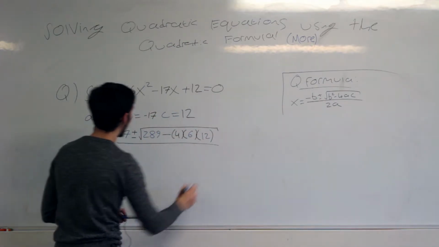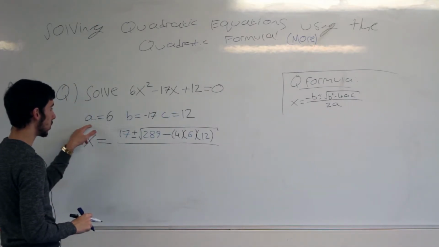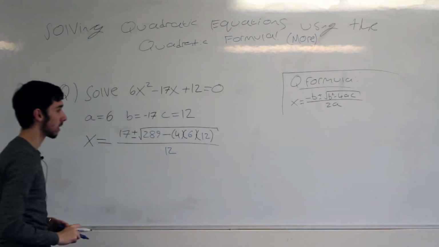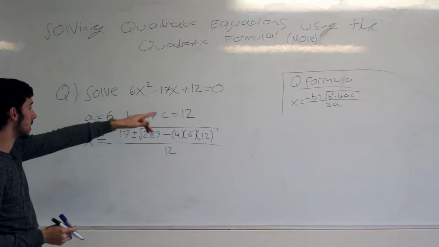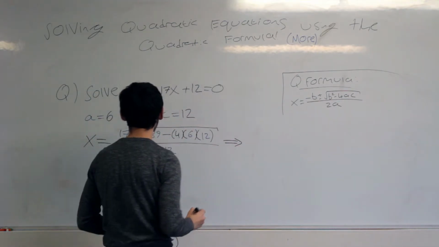We're going to divide by 2 lots of a. Well, 2 lots of a, 2 lots of 6, is going to be dividing by 12, okay? We're dividing by 12 because it's 2a. Nice. Then, we're going to simplify this a little bit.